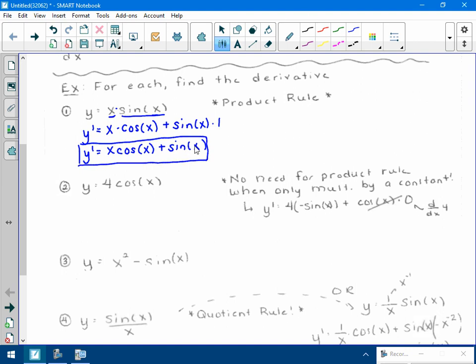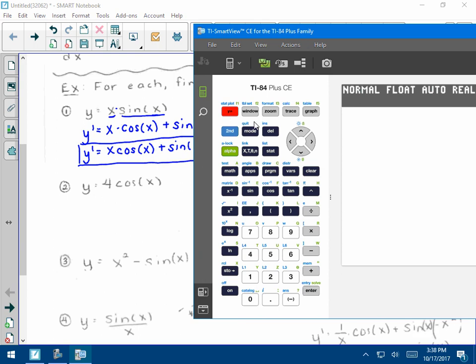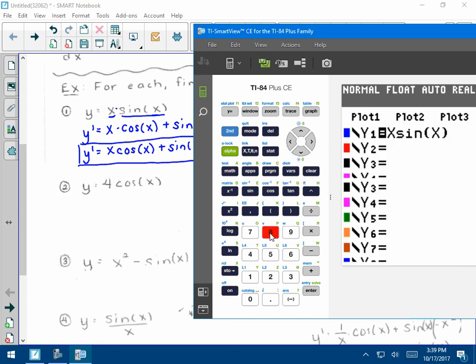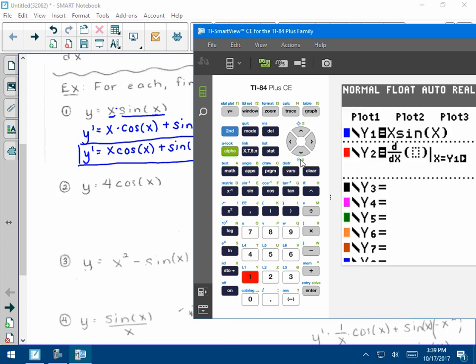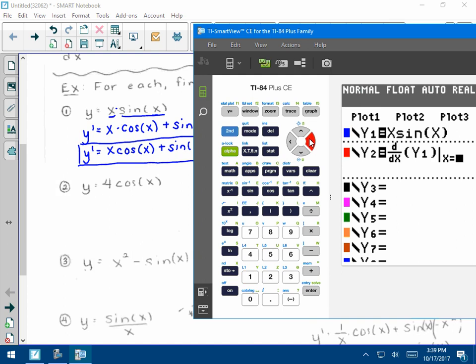Now remember, I mentioned once before, but you can always check derivatives using your calculator. So if I wanted to check this derivative, I could put in y1, x sine of x. In y2, I could draw the derivative by doing nDeriv, so math 8. The derivative with respect to x of y1. Oops, wrong spot. Sorry about that. Let's try it over here. For all values of x, we're going to put x down there.